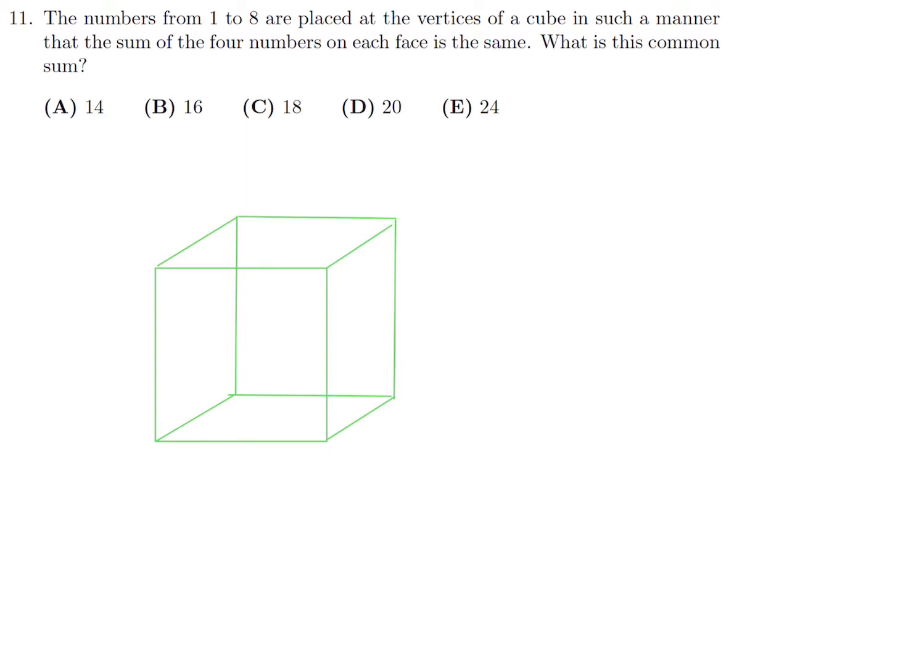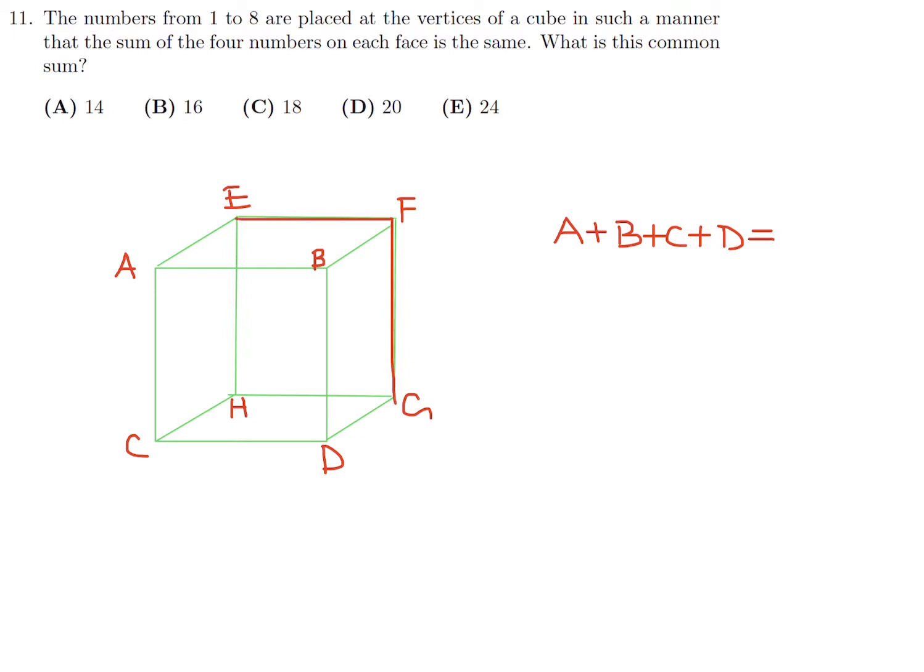We have a cube, and I'll just label the vertices A, B, C, D, E, F, G, H. And the numbers 1 through 8 have to be placed in such a way so that if you add up the four numbers on each face, that sum will be the same. So for example, this face right here is A, B, C, and D. So A plus B plus C plus D is a sum, and all the sums are the same.